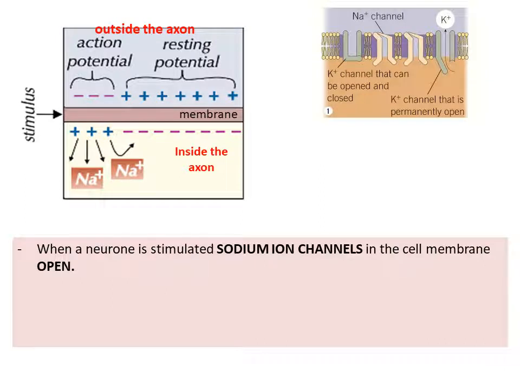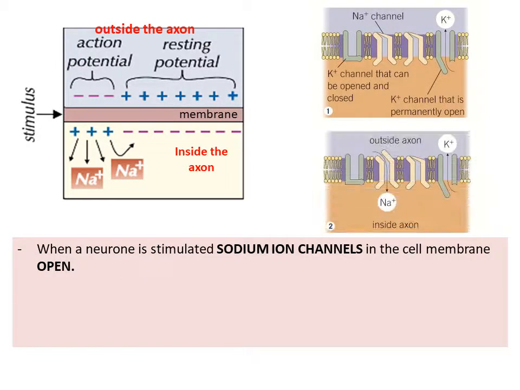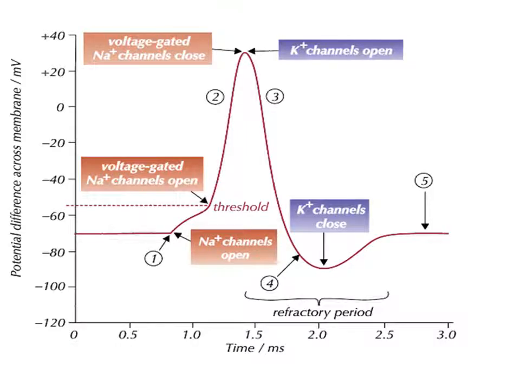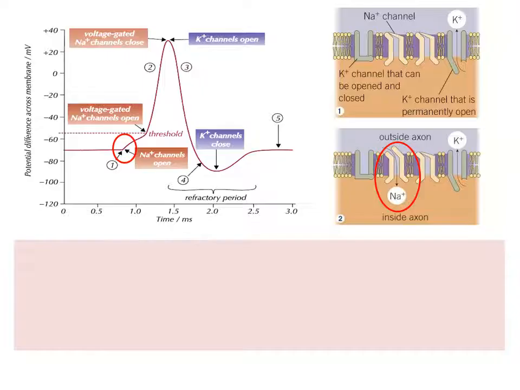So when a neuron is stimulated, sodium ion channels in the cell membrane are going to be able to open. And so this allows the sodium ions to start to flood into the axon down the concentration gradient. And this is going to cause a rapid change in the potential difference at that point in the membrane. Now obviously not the whole length of the membrane, but only at that particular point. So if we look back to our graph that we talked about earlier, what we would see is the stimulus happening at this point and the sodium channels open.